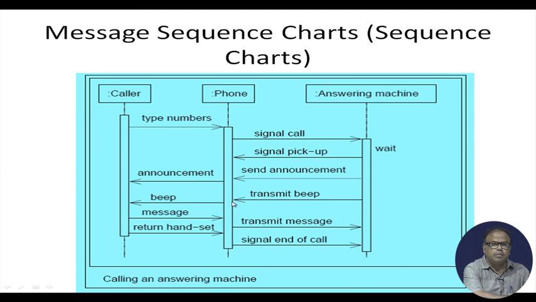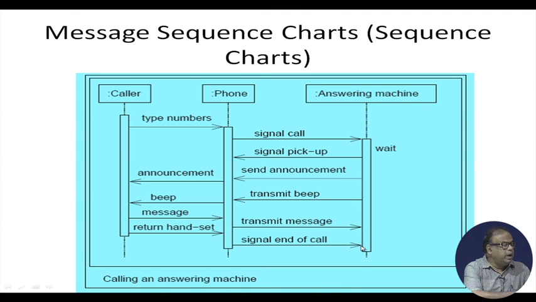Subsequently, look at this small delay. The phone sends the beep to the caller. The caller sends the message. The message is transmitted with little delay to the answering machine, and returns the handset to the caller, that means the caller ends the call, and the phone is answering, end of call to the answering machine is stopping.